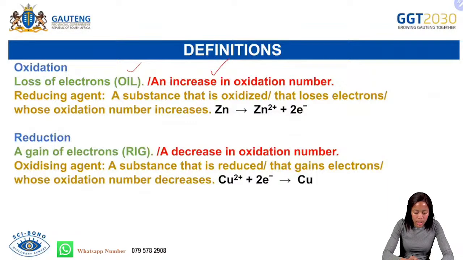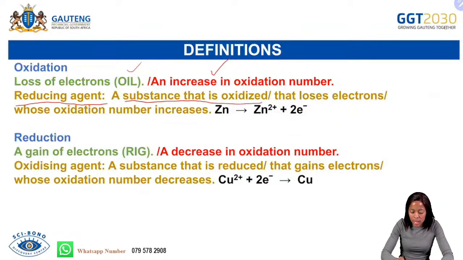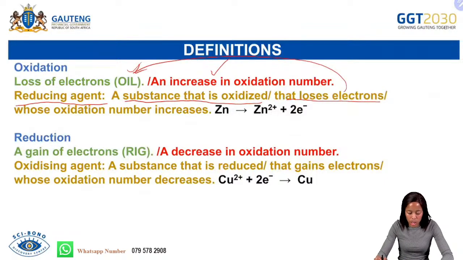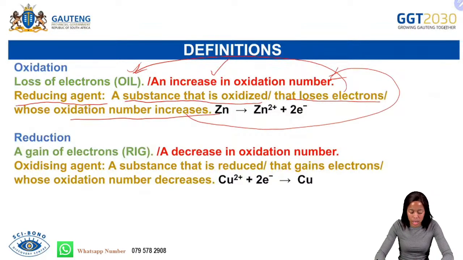Okay, then in terms of the oxidation half reaction, we are going to have the reducing agent. Remember we said that we are going to associate the reducing agent with oxidation. So it says a reducing agent is a substance that is oxidized, a substance that loses electrons, which relates to that OIL, and whose oxidation number increases. Okay.